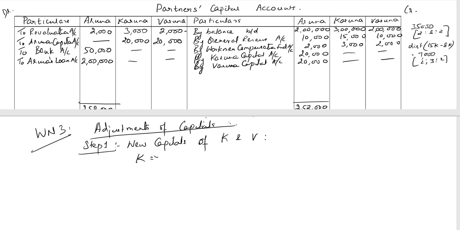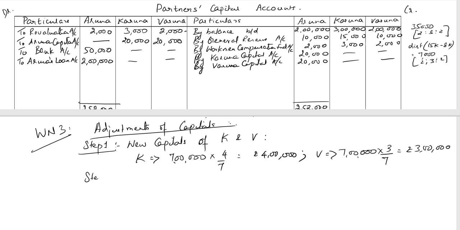So the new capital of Karuna is 7 lakh multiplied by 4 divided by 7, which is the new profit sharing ratio of Karuna. So this comes up to rupees 4 lakh. And in the case of Varuna, it's 7 lakh rupees multiplied by the new profit sharing ratio of Varuna, which is 3 divided by 7, which is rupees 3 lakh.